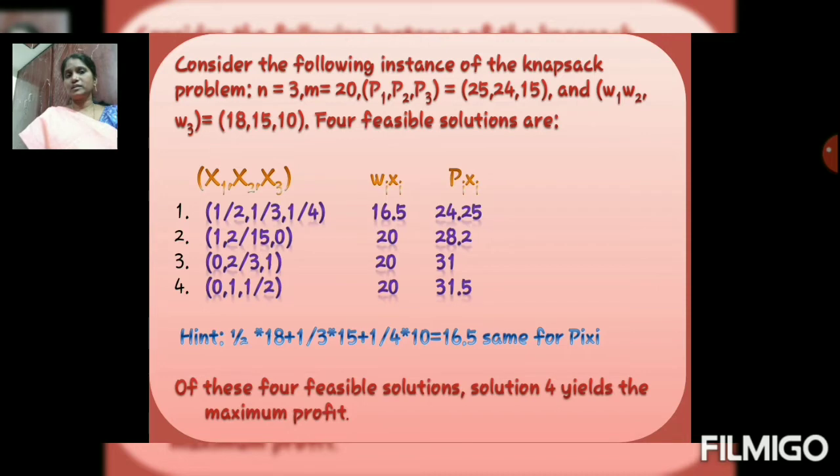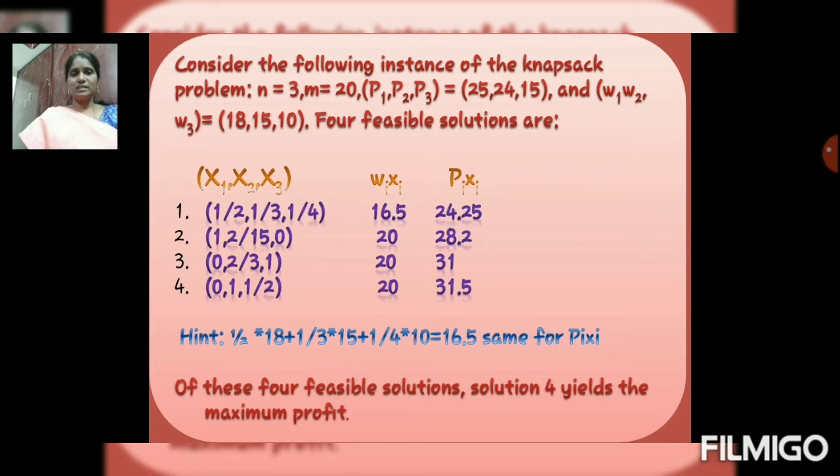See the third solution, 0, 2 by 3, 1. If we do so, the weight filled will be 20 and the profit would be 31. See the fourth solution: we ignore the first item and take the second weight as a whole, 15, and the capacity is 20. We have put 15, and how much can we still fill up? Only 5 kg inside the bag. So we take half the portion of the third weight, which is 10; out of 10, we take 5. If we do so, the weight will be 20 and the profit gained would be 31.5.